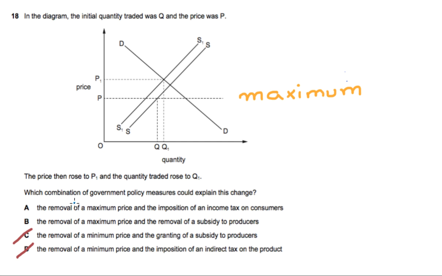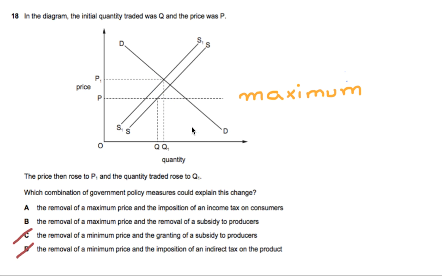Option A is the removal of a maximum price and the imposition of an income tax. So when the maximum price is removed, that means that the new price will now be governed according to the market mechanism, which is by the demand and supply. And so S goes to S1. Now, can the imposition of an income tax on consumers explain the movement from S to S1? If there is an imposition of an income tax on consumers, that has an effect on demand. So that means that if this was true, the demand curve would actually move towards the left like this.